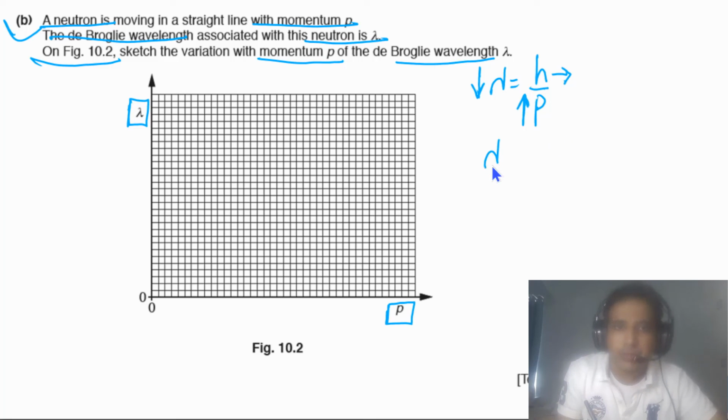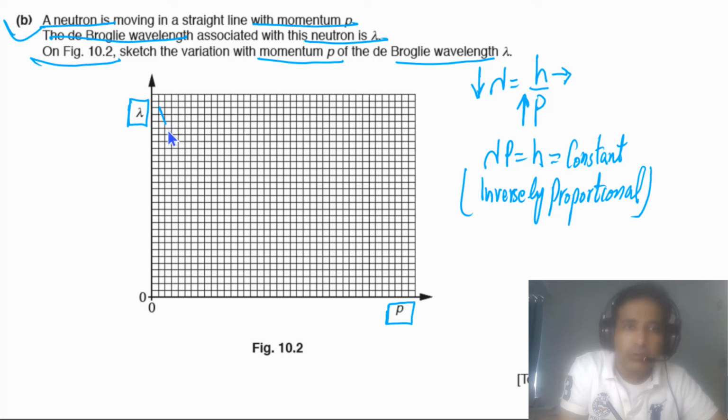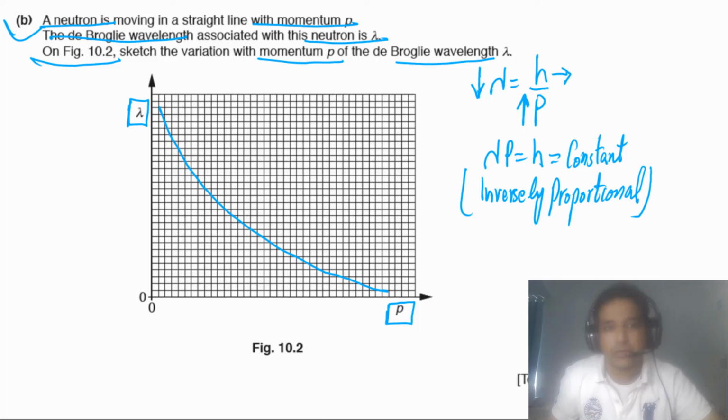According to de Broglie, wavelength lambda is equal to h over p, and h is constant. So it simply means that when momentum increases, the wavelength of the neutron decreases, and vice versa. So lambda times p is equal to a constant, Planck's constant. The relationship between these two quantities is an inverse relationship, or simply we can say they are inversely proportional. So the shape of the graph has to be a rectangular hyperbola. The shape of the graph has to be somewhat like this.